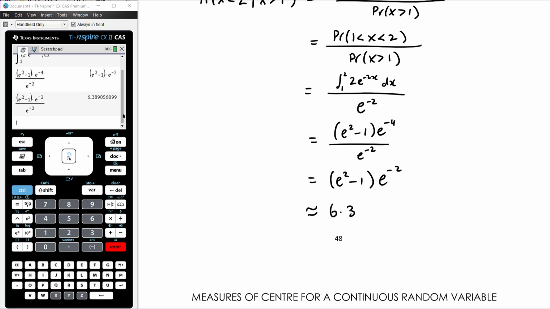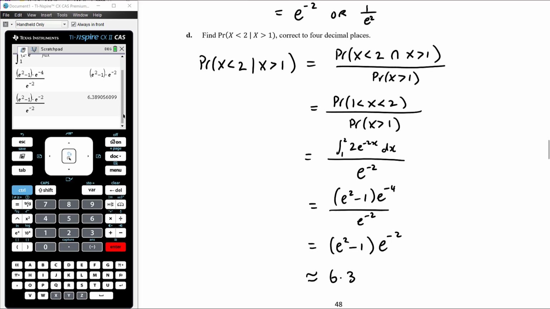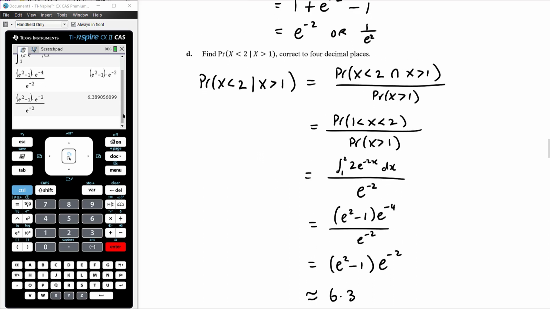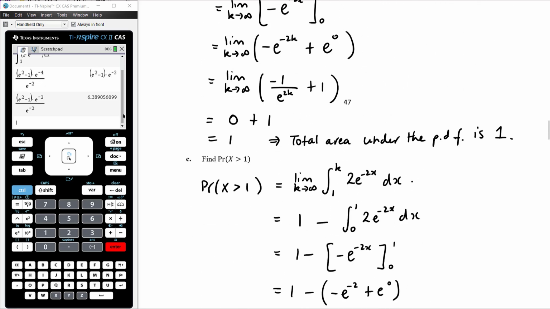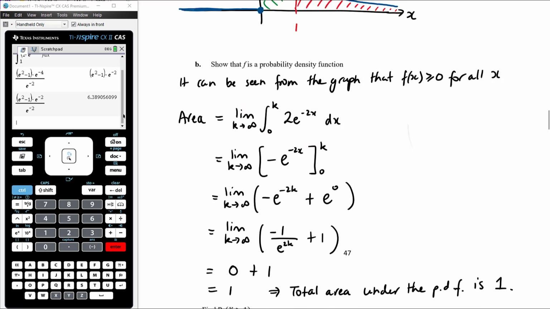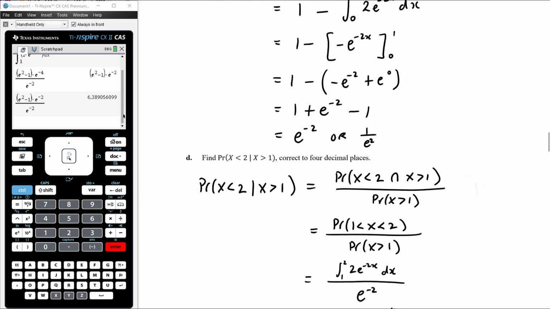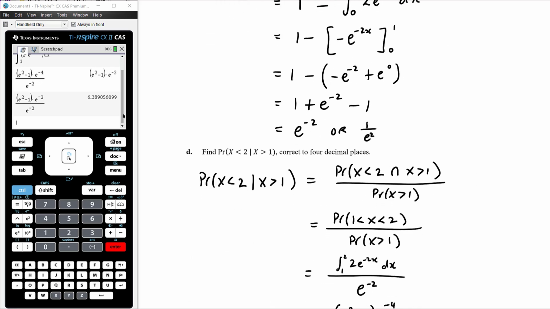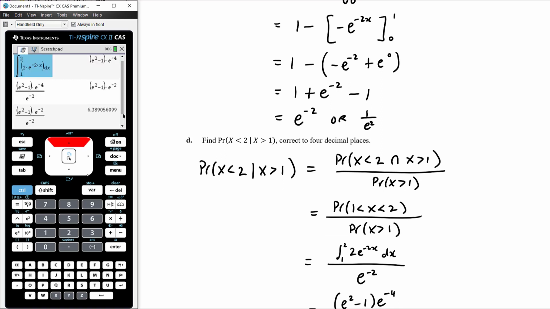6.3, what did it say? Oh, hang on, we've got a probability that's 6. What have I done? Have I got my function right? 2e to the negative 2x, is that function? Yes. Okay, what have I done? We want to do x less than 2 given x bigger than 1. So integral between 1 and 2. Let me just check that I've typed it incorrectly up here. Integrating between 1 and 2, 2 times e to the negative 2x.